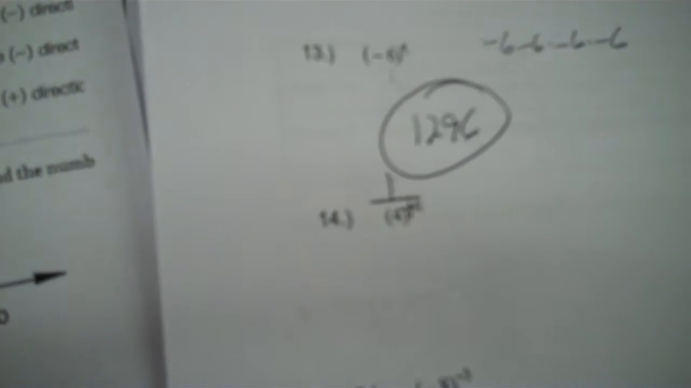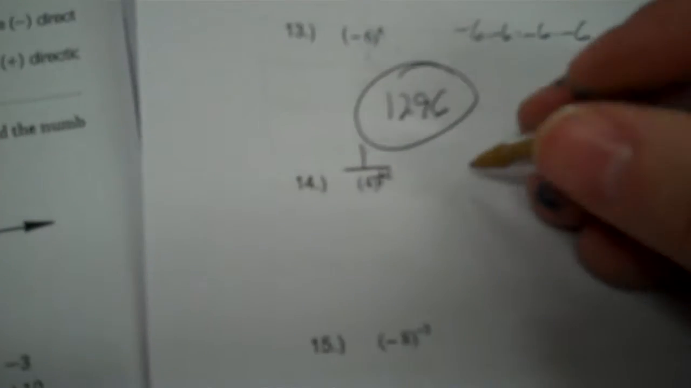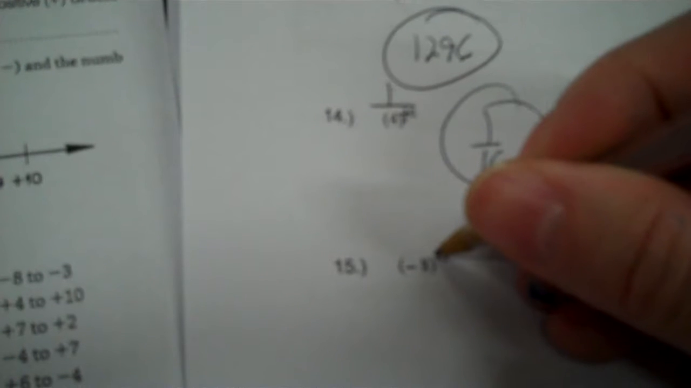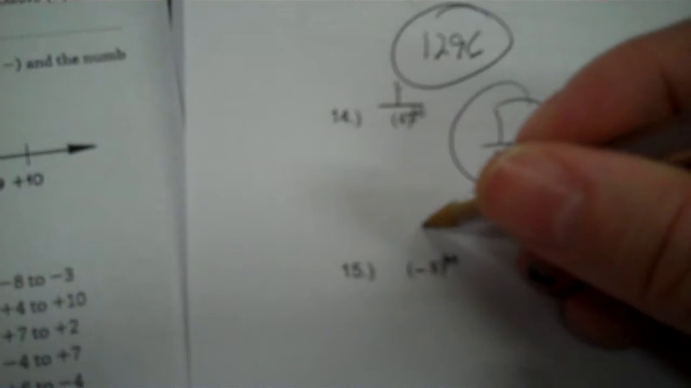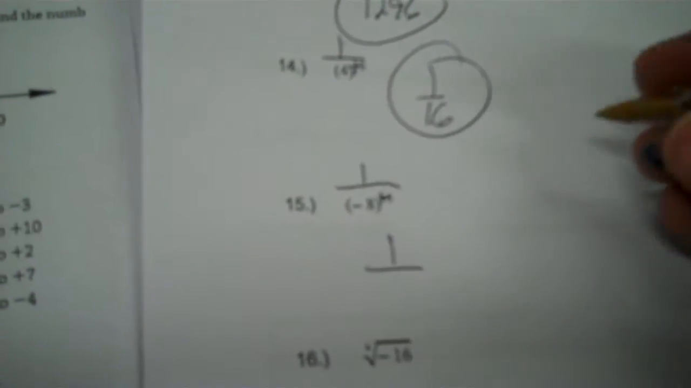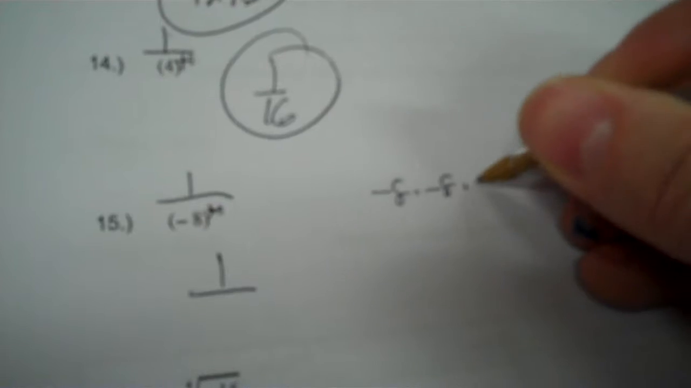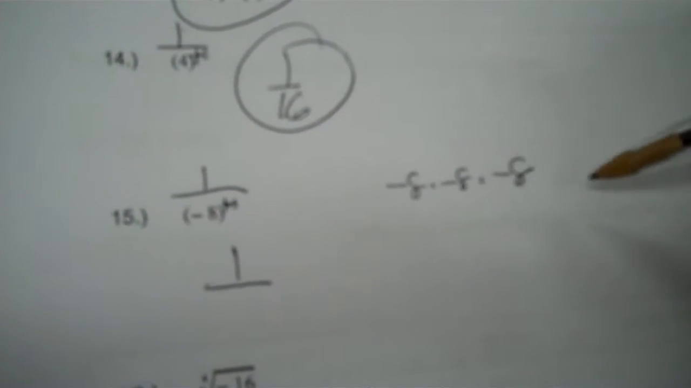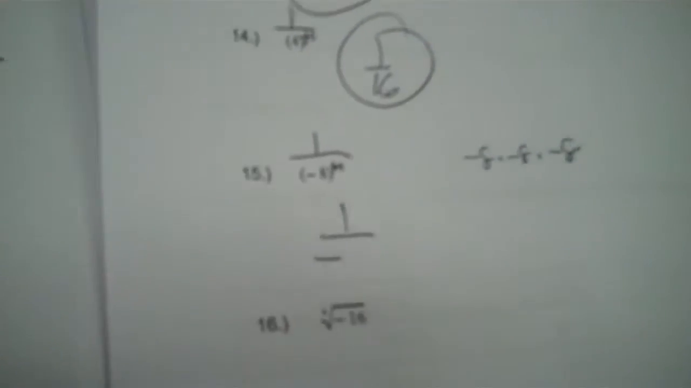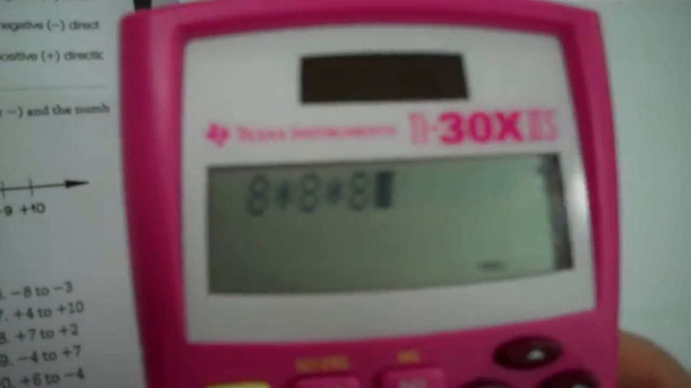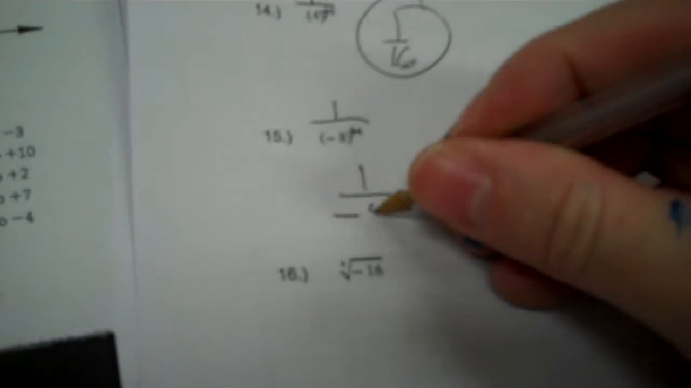4 to the negatives. Now, if the exponent itself is negative, you put a 1 over it and make your 2 a positive. And 4 to the second is 16, so it's 1/16. Same here. Make the 3 a positive, but not the negative 8, okay? Negative 8 stays negative. So it's 1 over, and I take negative 8 times negative 8 times negative 8. That's an odd number of negatives, so the negative is going to stay. And then 8 times 8 times 8 is 512. So it's negative 1 over 512.